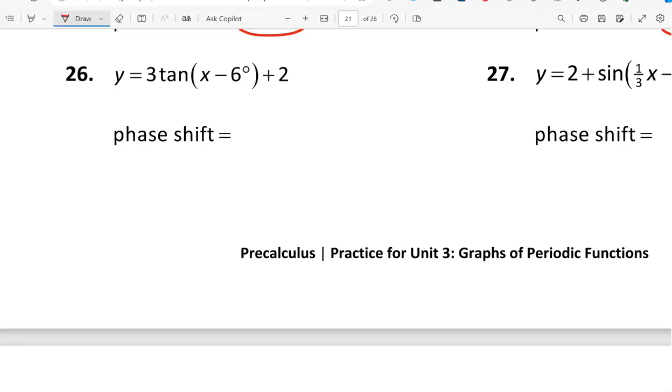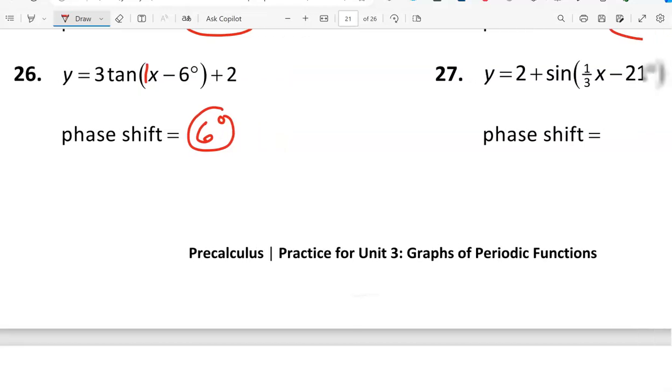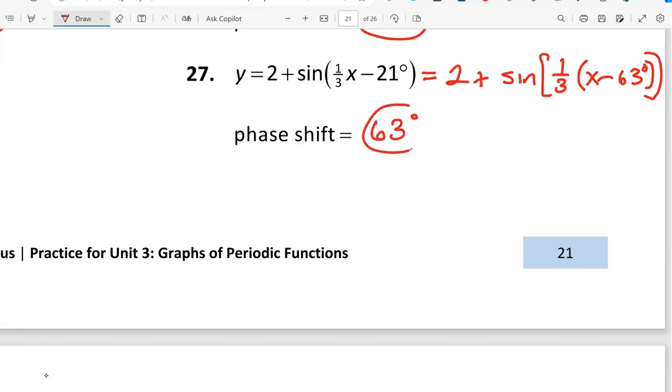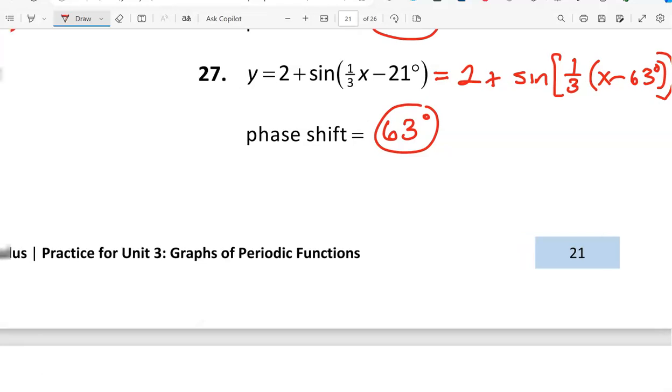For number 26, since the coefficient of x is 1, it's unnecessary to factor because factoring out 1 doesn't change what's on the inside of the tangent function. So our phase shift is positive 6. For number 27, we'll have to factor again, so I'm going to rewrite this as 2 plus the sine of 1/3 times x minus 63 degrees. And so our phase shift is positive 63 degrees, or 63 degrees to the right.